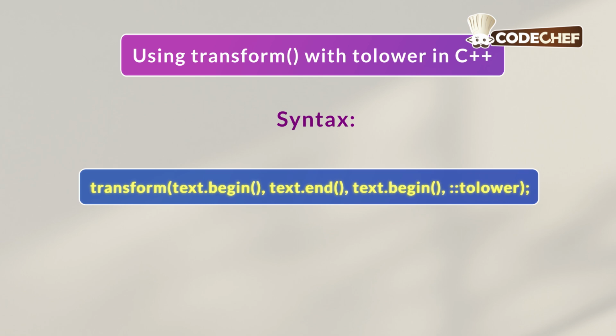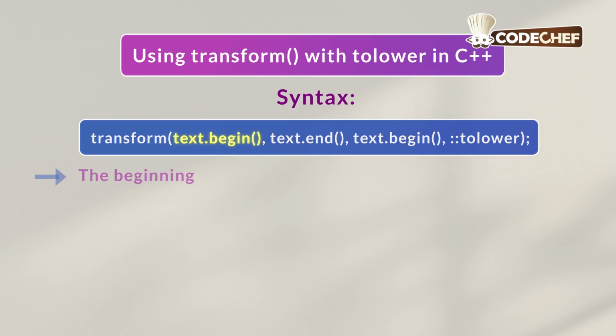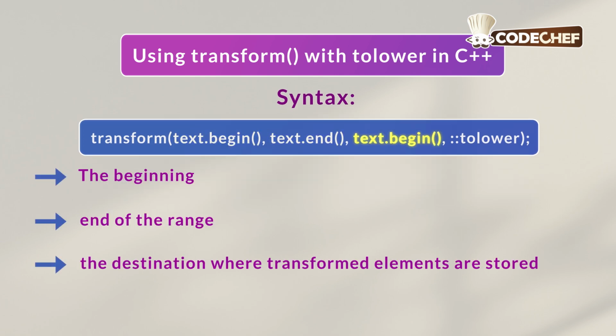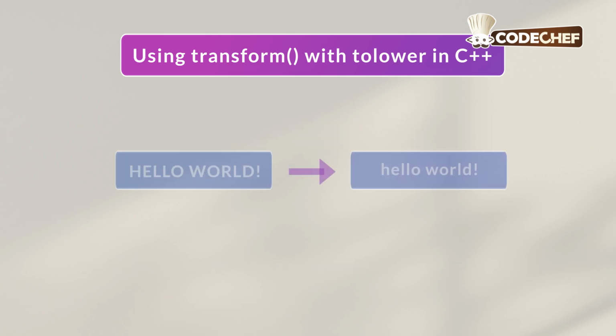So here also the transform function takes 4 parameters: the beginning and end of the range, the destination where the transformed elements are stored, and the operation to apply, which is basically to convert the case of the string into lowercase letters.